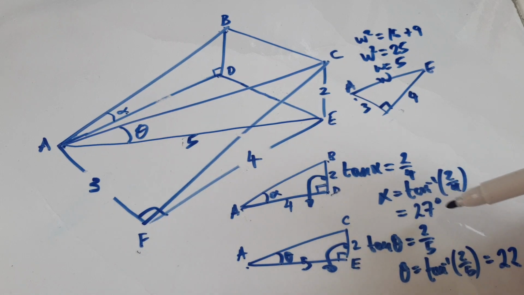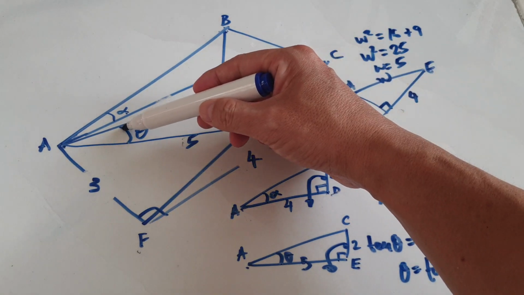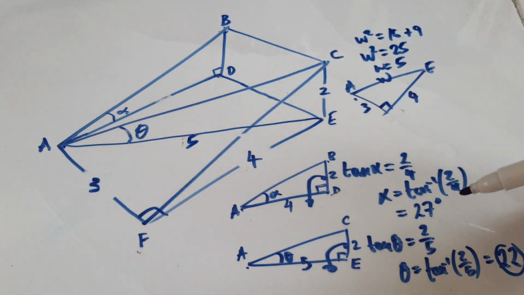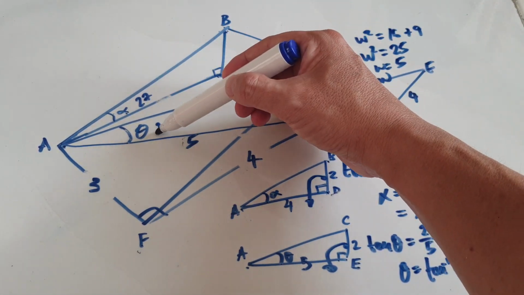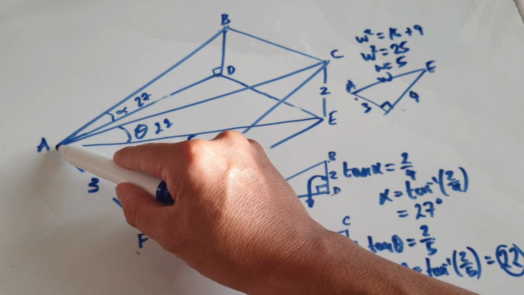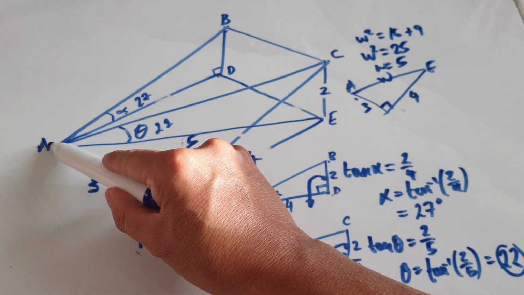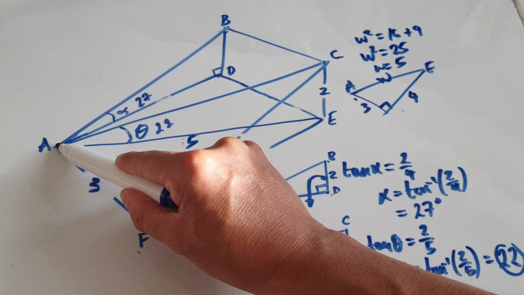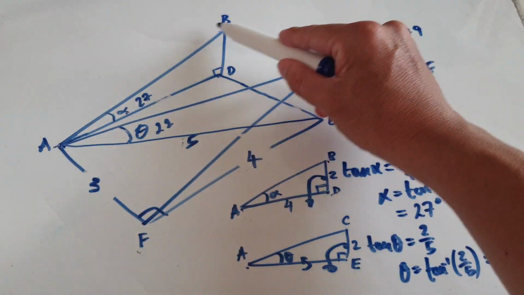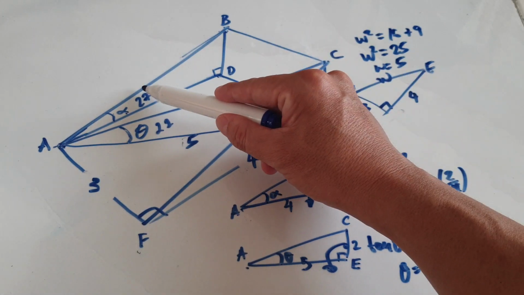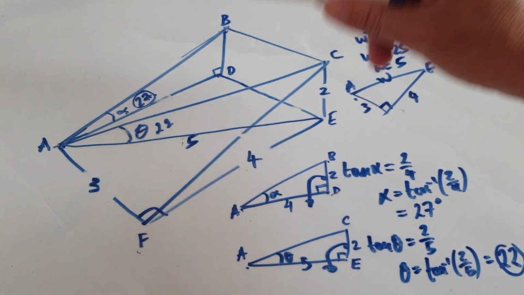So 22 degrees. So this will be 22 degrees. And this angle here is 27. 27 versus 22. So if you're on a bike, it's easier to try and cycle from A to C. It's easier to try and cycle diagonally across rather than going straight up. If you were to go straight up, it will be steeper because the angle is bigger. Okay.